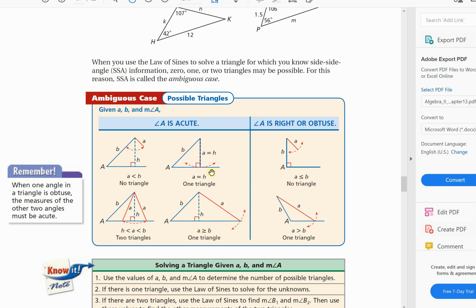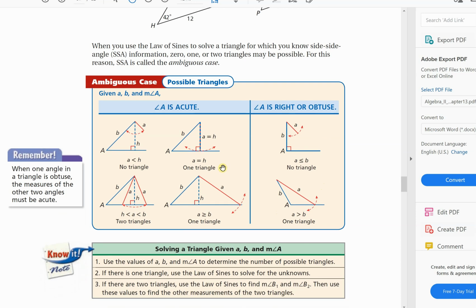You want to focus on looking at A and B. So if A is greater than B, you're all set. If A is less than B, then you're going to have to compare A to H to see if you have a triangle, two triangles, or no triangle at all. Now, if angle A is a right angle or if it's obtuse, then if A is less than B, that triangle doesn't exist. If A is greater than B, you have a triangle. So really, you've got to look at the angle, and then you've got to look at A.